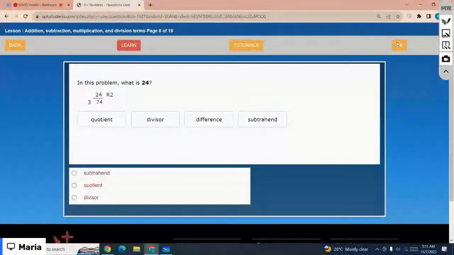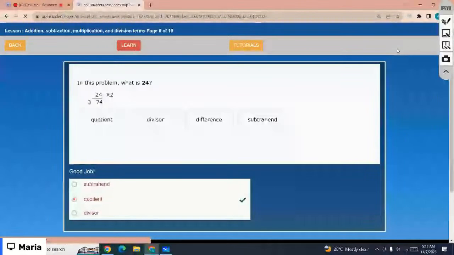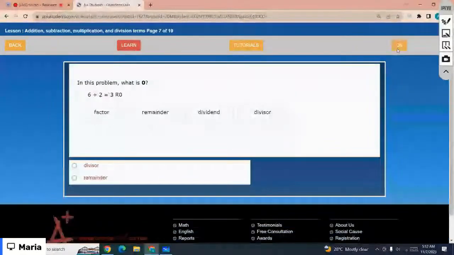So 24 is the divisor. Sorry, quotient it is. 24 is the quotient. In this problem, what is 0? 6 divided by 2 equals 3, remainder 0. Which is the correct option? 0 is the remainder.